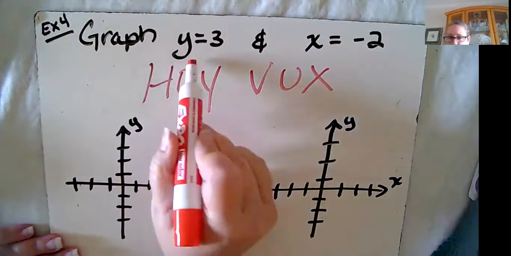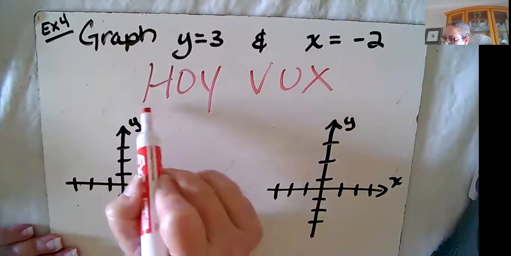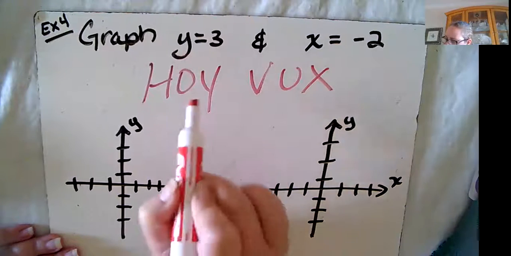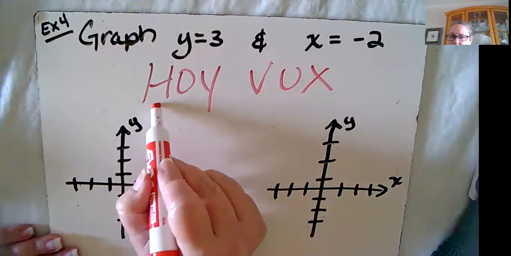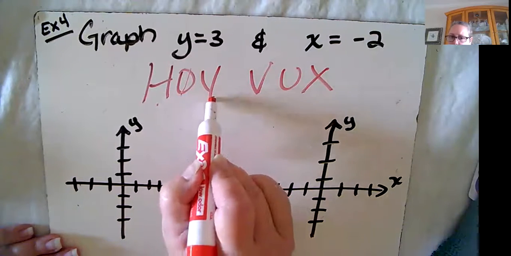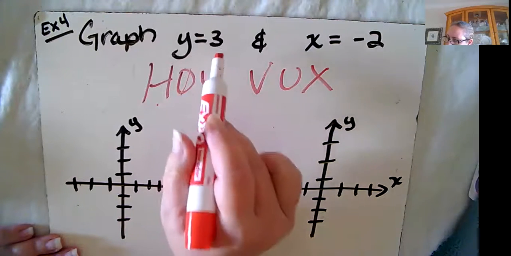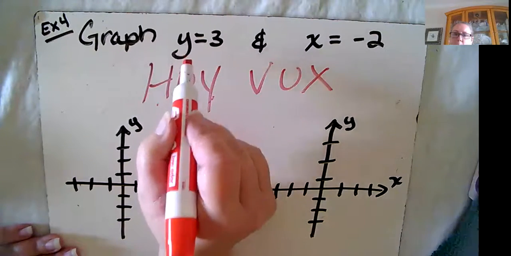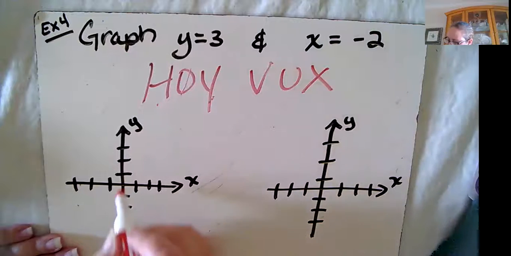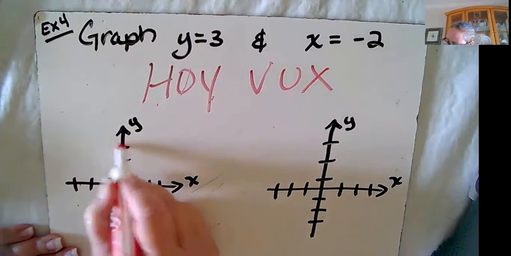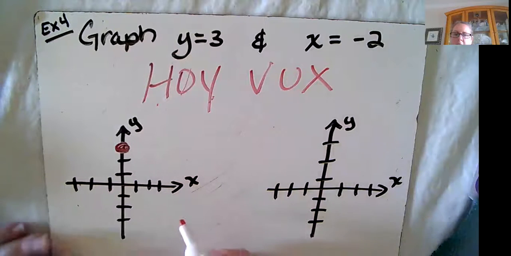So when you're dealing with the y, you're going to use HOY. Match your variables, y and y. That means you're going to have a horizontal line, a 0 slope, right on the y-axis. So we're going to graph the first one, y equals 3. You're going to go to where y equals +3. Remember, only dealing with the y-axis. 1, 2, 3. So that's where y equals 3.